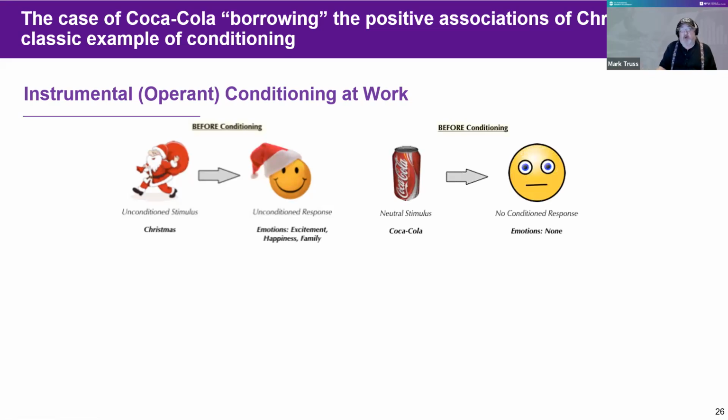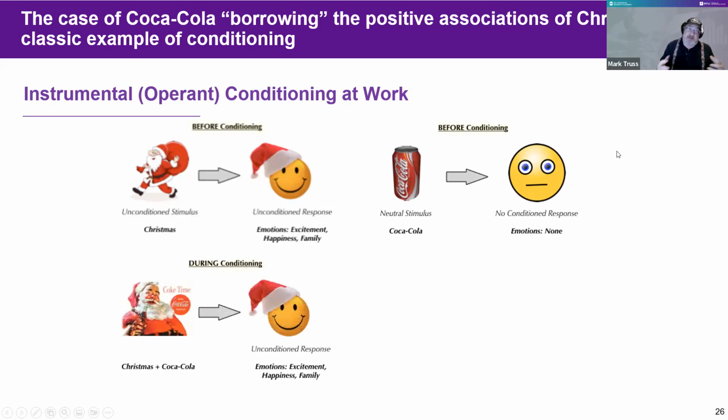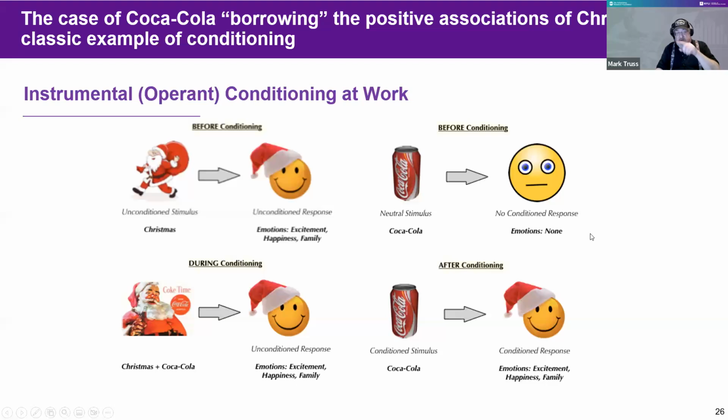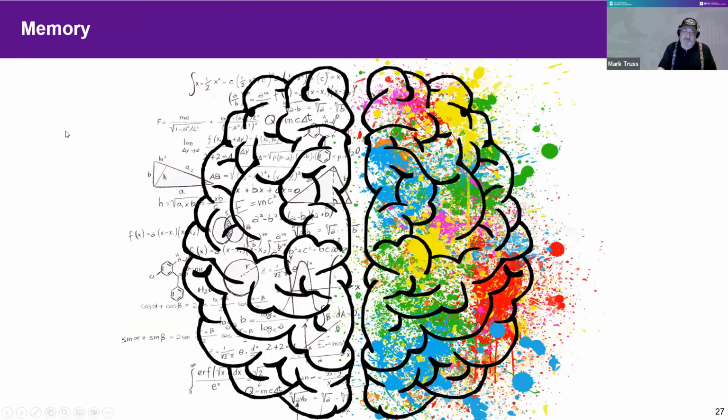Before conditioning, Coca-Cola didn't really have associations. There was sort of no conditioned response to it. When Coke leveraged Christmas as part of campaigns, then that unconditioned response of excitement, happiness, and family got transferred to Coca-Cola. So now Coca-Cola, by way of associating itself with Christmas, borrowed, leveraged some of those equities of Christmas. Again, this is marketing at work. It's building associative networks in people's minds, right?